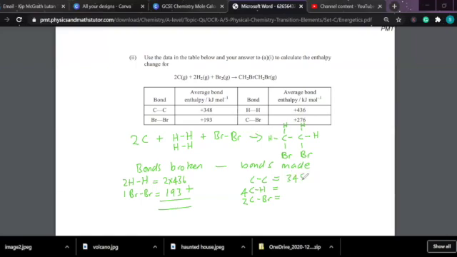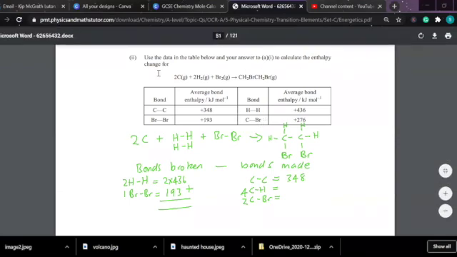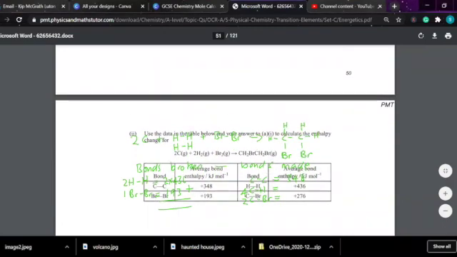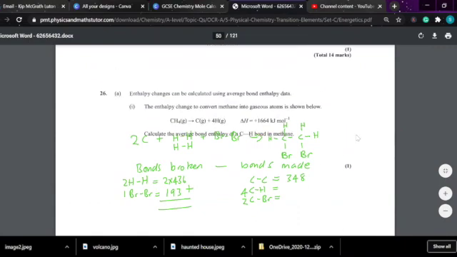So the carbon to carbon is 348. The carbon to hydrogen is not listed here. And this is where I need to use the answer from part 1 to answer this question. So what I'm going to do is scroll up to part 1.